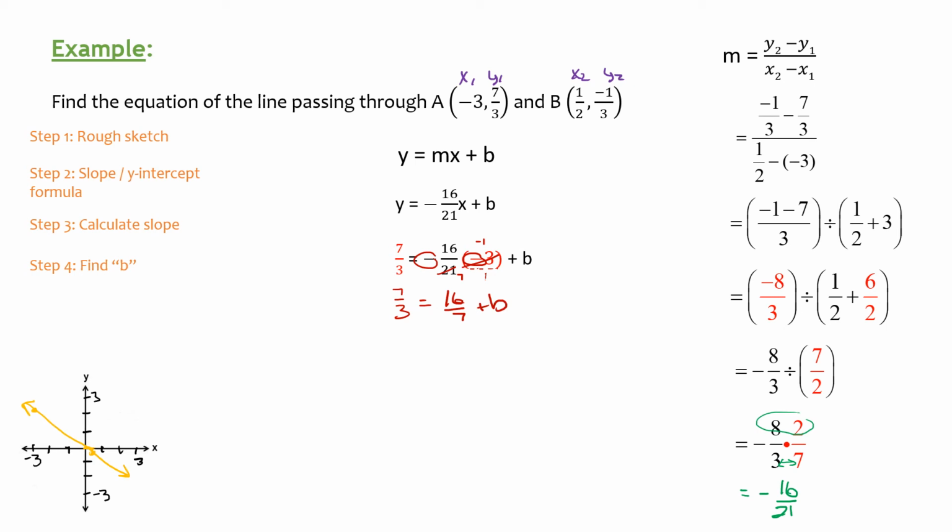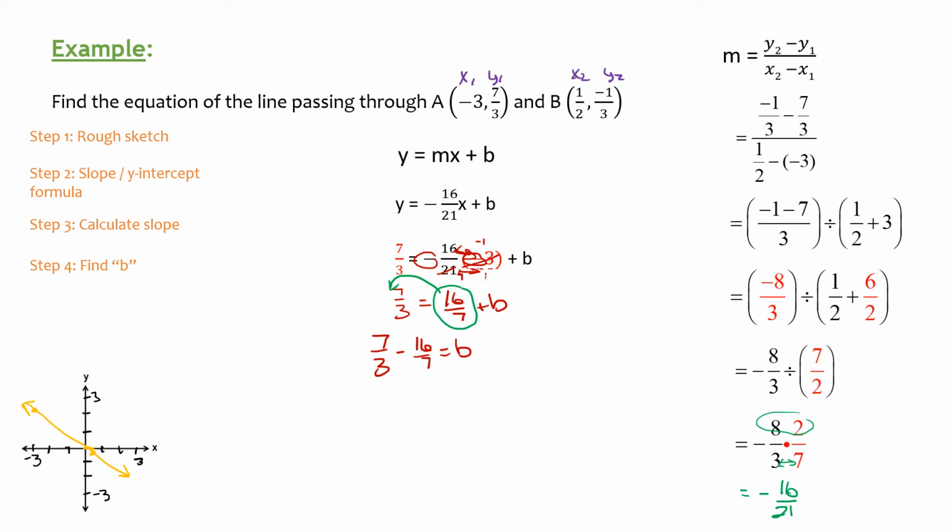Now, if I lost you there with that canceling, then you need to go and multiply straight across the top, straight across the bottom, and just multiply and then reduce. Okay, next step, I want to get this 16 over 7 over onto this side with the other constant. So I do that by subtracting: 7/3 minus 16 over 7 equals b.